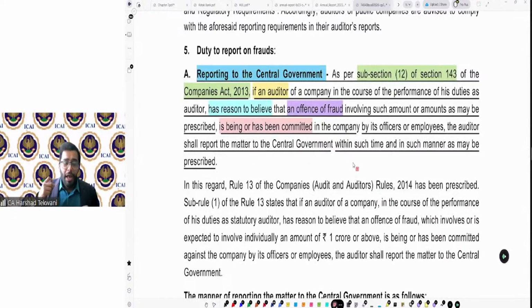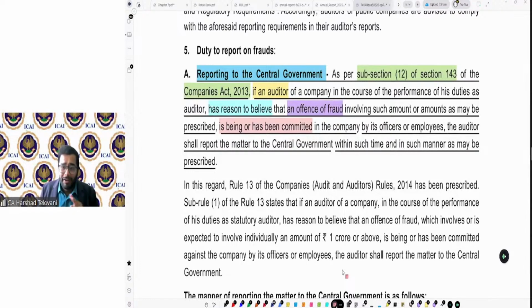So the wording of the provision covers maybe the current year, maybe a previous year, but you have identified it during the course of audit. That is the part. So if an auditor has a reason to believe that an offense of fraud is being committed or has been committed in the company by its employees or officers, it doesn't make any difference.